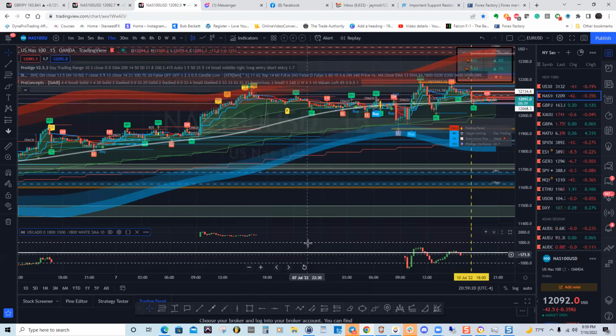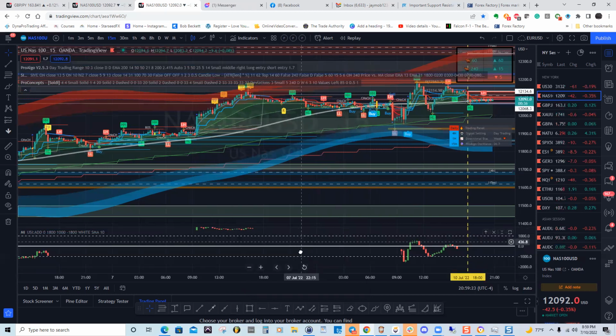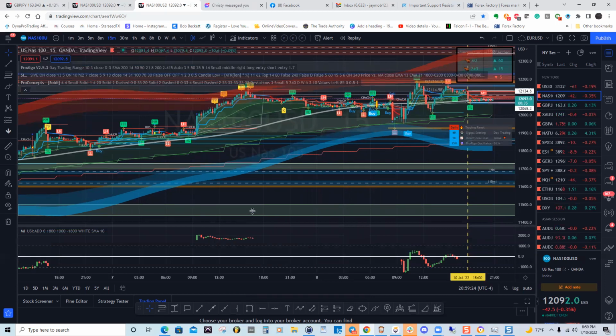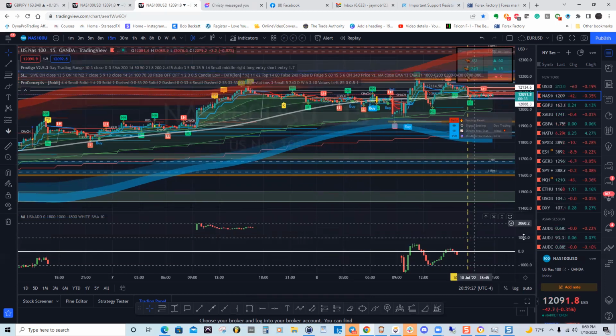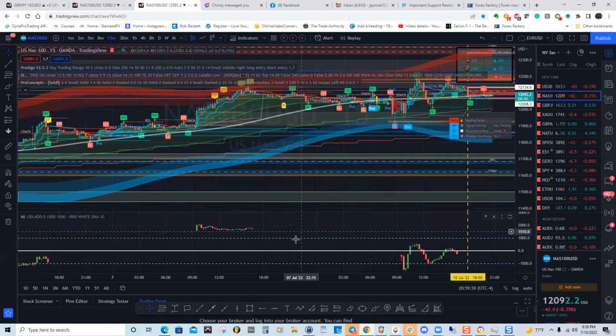All right, so where did price close? This is using the ADD. Price closed right here on Friday, July 8th, right? Over here, July 8th, yeah. So it closed right here. That's where price closed right there.